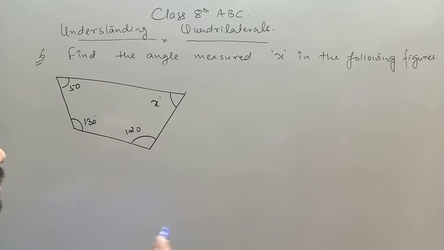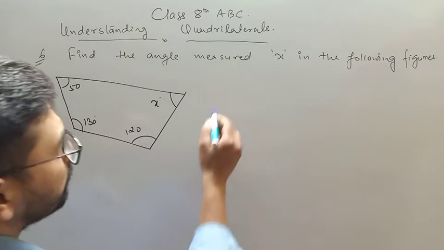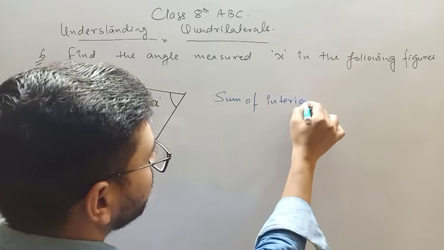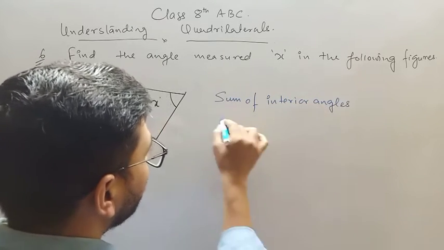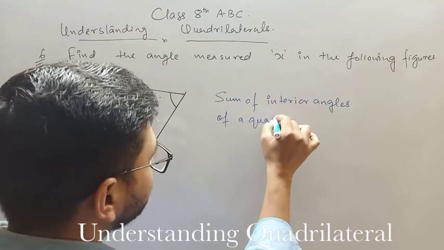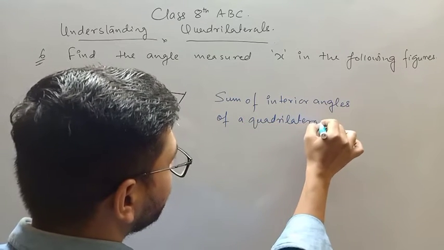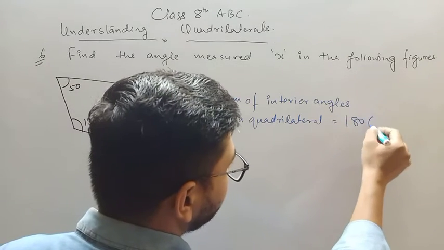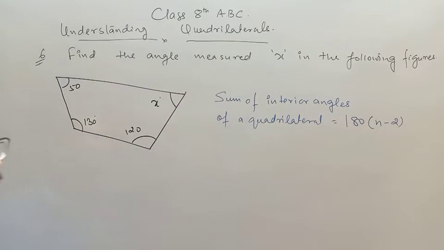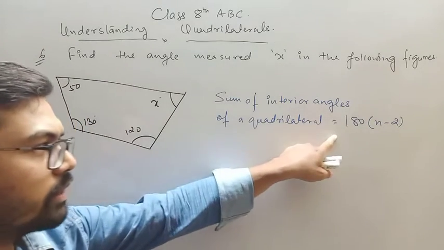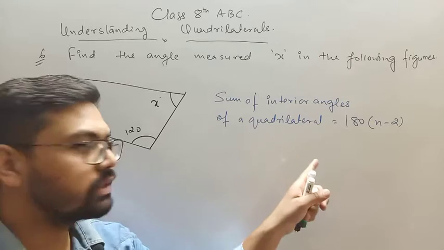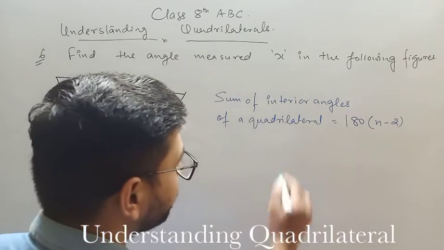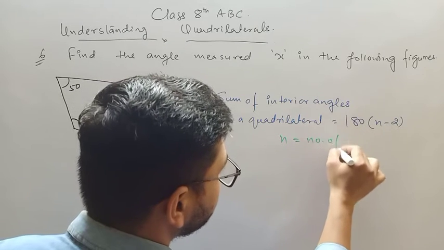the property that you need to use here, or you can say the formula, is: the sum of interior angles of a quadrilateral is equal to 180 (n minus 2). Do you agree with this point that I have already explained, that the sum of all interior angles of a polygon is equal to 180 (n minus 2), where n is the number of sides, right? n is the number of sides.